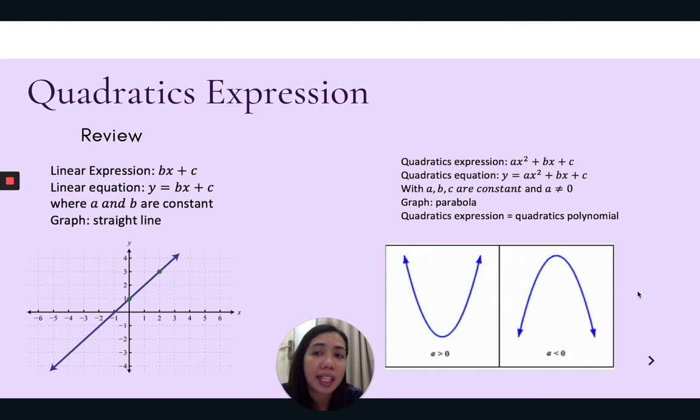Later on, we're going to learn how to factorize the quadratic equation. There are actually three ways.